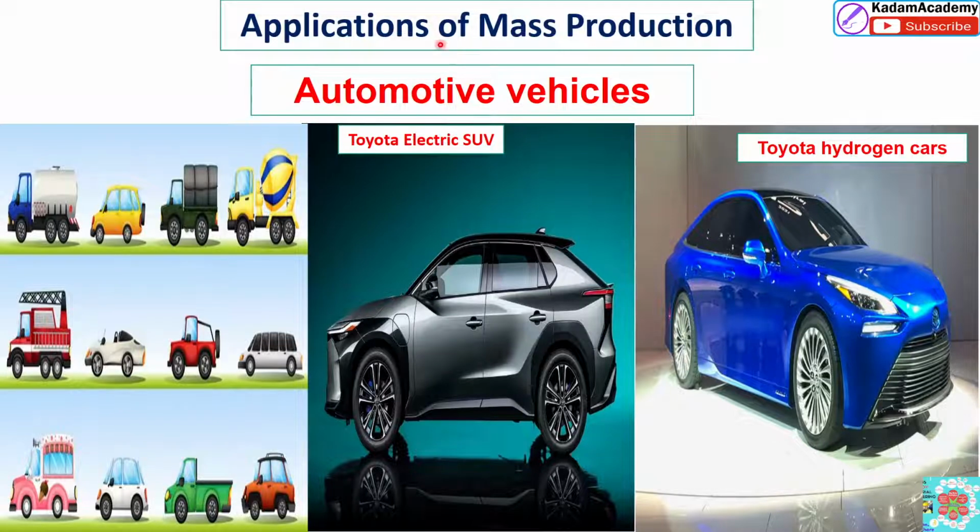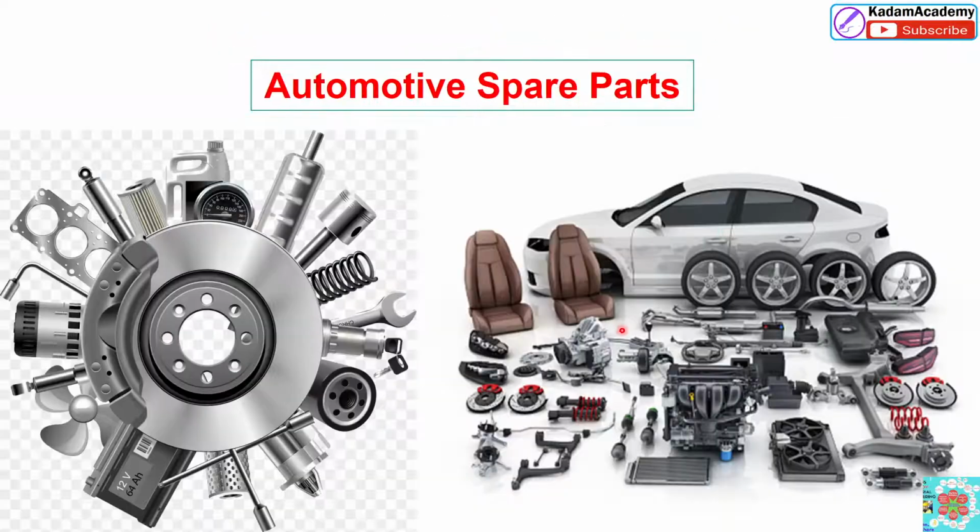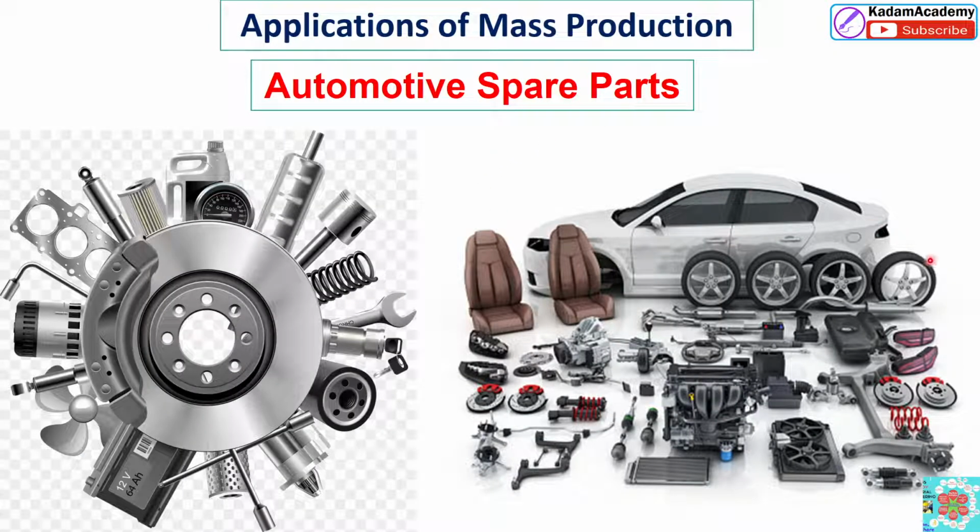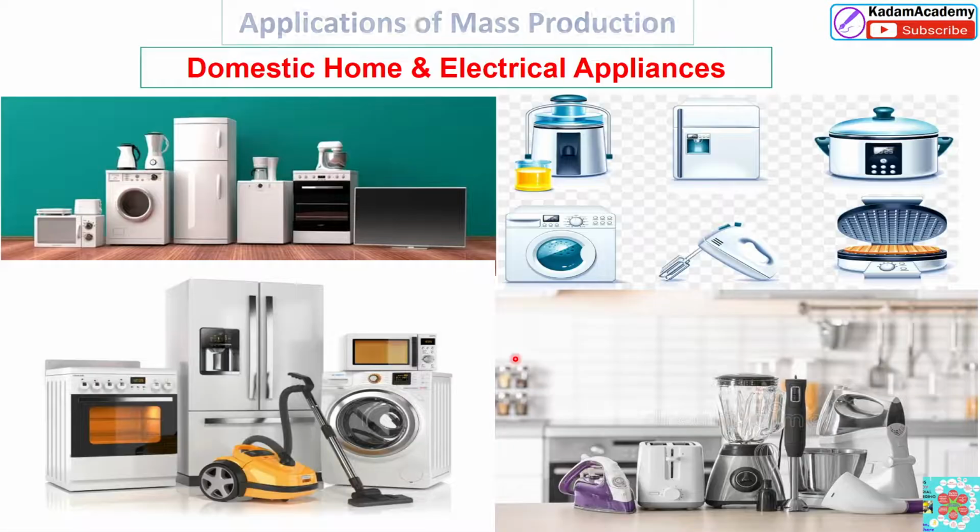So these are examples of mass production: automotive vehicles. Here various vehicles are there. For your understanding, you can see this is a Toyota electric SUV, a newly launched vehicle, and a Toyota hydrogen car. This is the hydrogen car. You can see these are manufactured in mass production. And automotive spare parts, various parts, can also be manufactured in mass production.